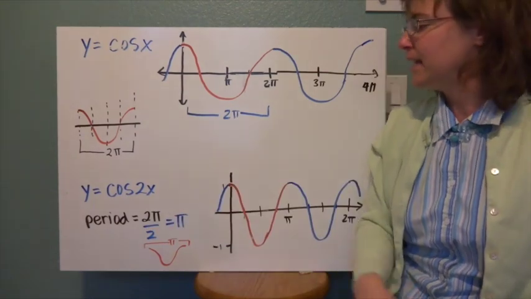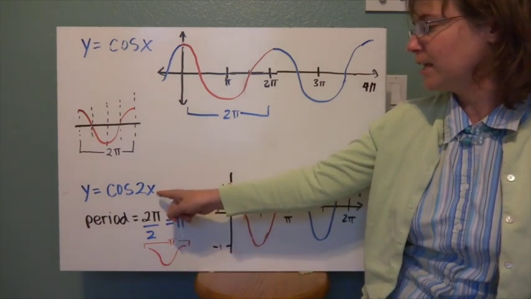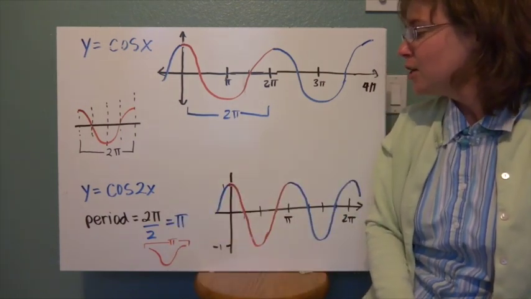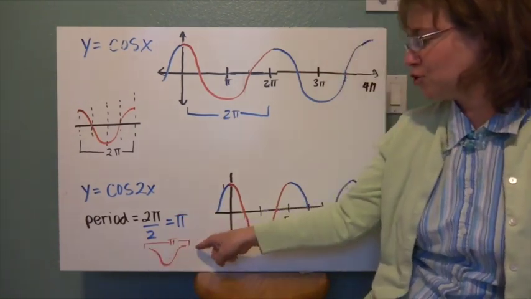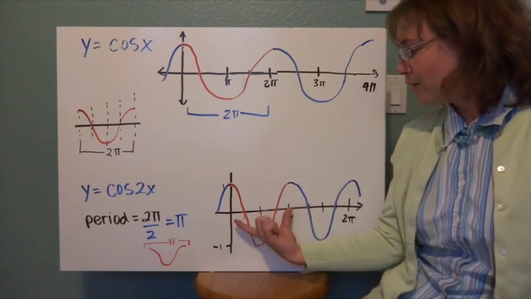So let's take a look at an example. So I have y is equal to cosine of 2x right here. So my period is 2 pi over 2, or just pi. So in pi, my cosine is going to do this same shape. So I'm looking at the same shape. I'm going to go to pi over here.